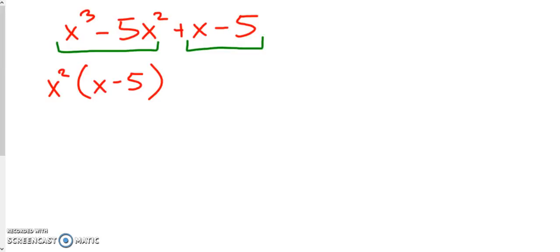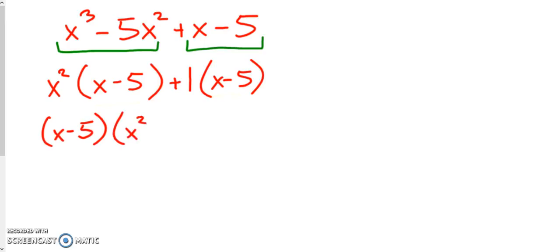Now, there is no common factor back here, so I'm just going to write plus 1 because I can multiply by 1, and that'll stay the same. All right. Well, notice that these match, and we're at a point where we were before. So I can pull that out to the front and factor it like so.